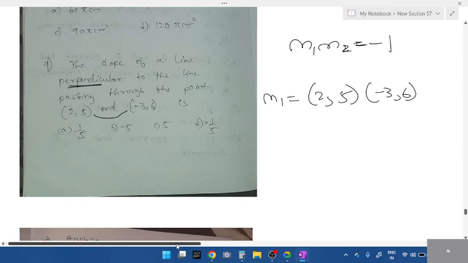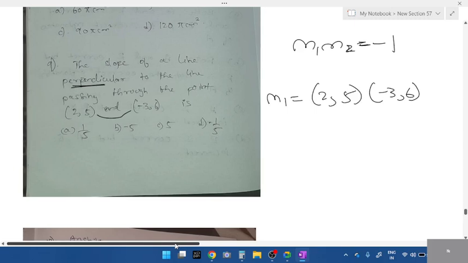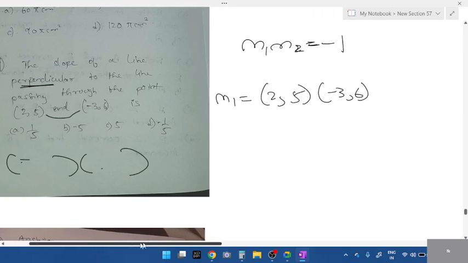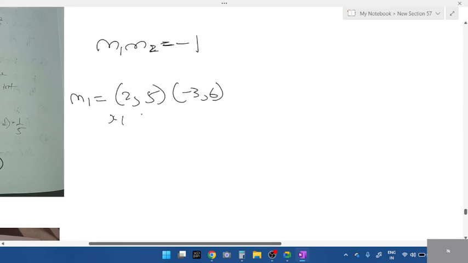Okay, if points are given, use points, students. If equations are given, for example, instead of points, if they are given two separate equations, then use the elimination method and find the values of x and y. Look at x1, y1, x2, y2. To find the slope, the formula is y2 minus y1 divided by x2 minus x1.